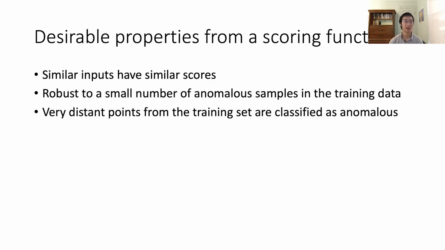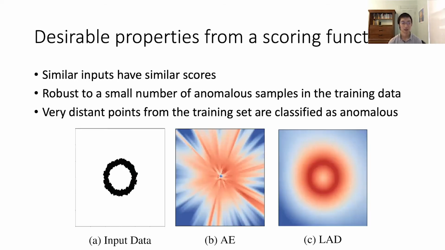Starting from the other direction, let's describe some desirable properties of an anomaly scoring function. First, we might want similar inputs to have similar scores. We might want to be robust to a small number of anomalous samples in the training data. And we want very distinct points from the training set to be classified as anomalous. And so here's our toy example, an input data that's a circle, and red is more normal scored, and blue is more anomalous scored. B is the autoencoder, and C is our model. So you can see here that the autoencoder, depending on the model, has some of these undesirable properties, whereas LAD, our Lipschitz anomaly discriminator, has all three properties.